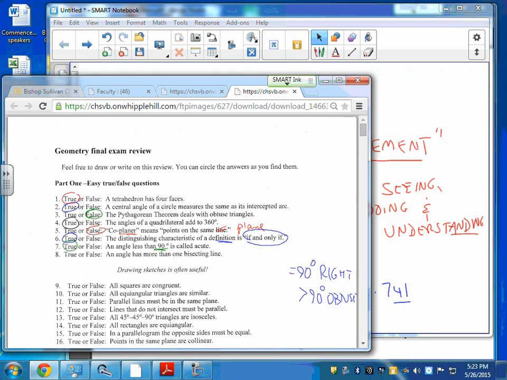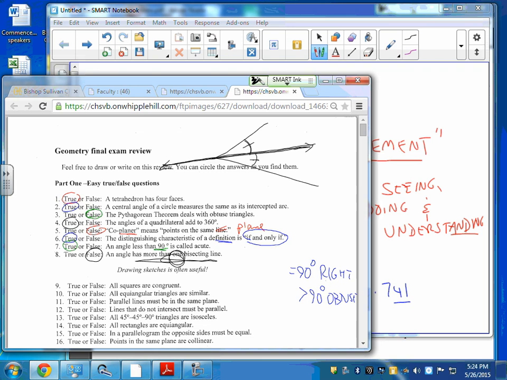Number 8 is sort of a tricky question. You would have to look at it and ask yourself, what's going on here? An angle has more than one bisecting line. I would probably draw a sketch of an angle and go ahead and bisect it. The word bisect means cut into two equal parts, so this part would be exactly the same size as that part. Then ask yourself, can that angle have more than one bisecting line? And the answer is no. It has only one. I've drawn it here. It's the one that cuts the angle into two equal parts. Okay, so there's your first 8, all worked out nice and simply.